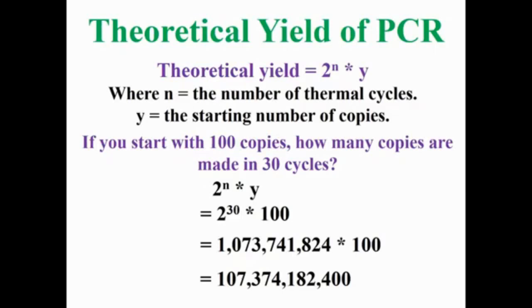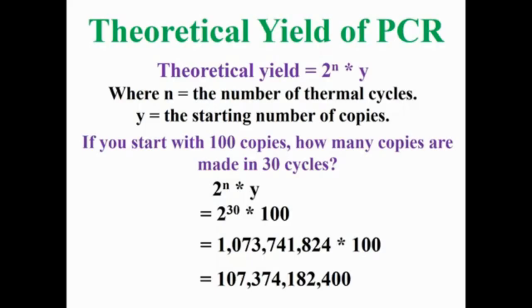The theoretical yield of PCR equation is 2^n multiplied by y. In this equation, n equals the number of thermal cycles, and y equals the starting number of copies. For example, if you start with 100 copies, how many copies are made in 30 cycles?